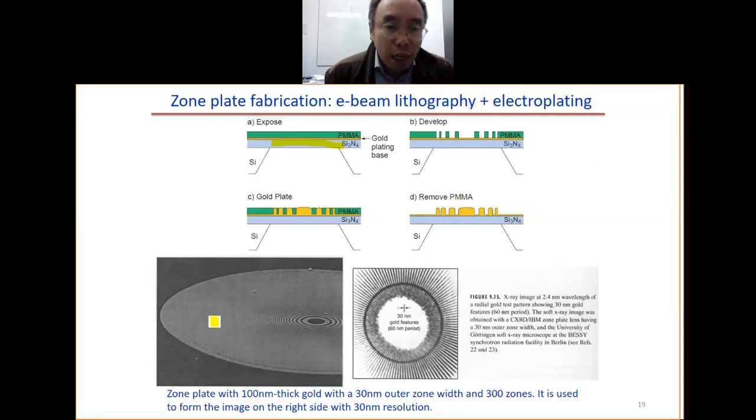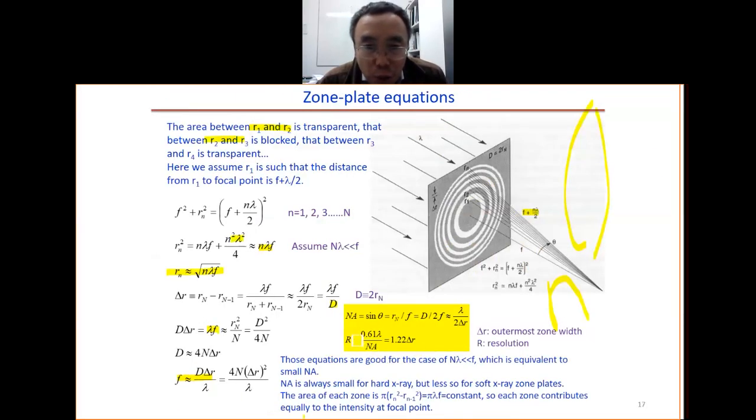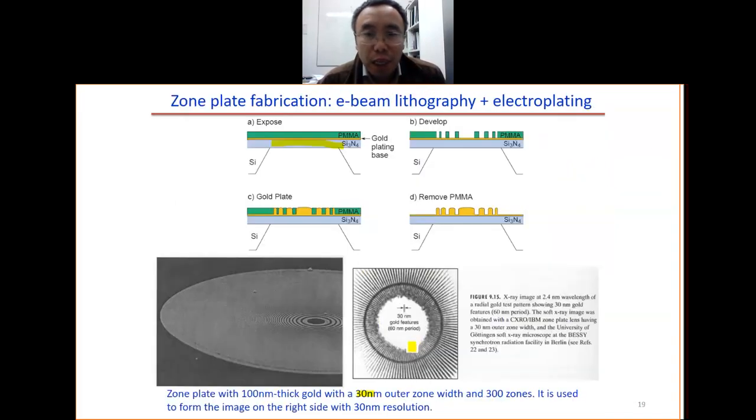So here is an example of the zone plate. For this one, the outermost zone has a 30 nanometer zone width, giving a resolution of about 30 nanometer. The resolution is the same order as the zone width of the outermost zone. So in this case, it's 30 nanometer.